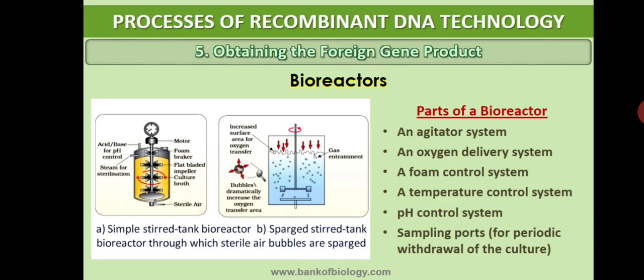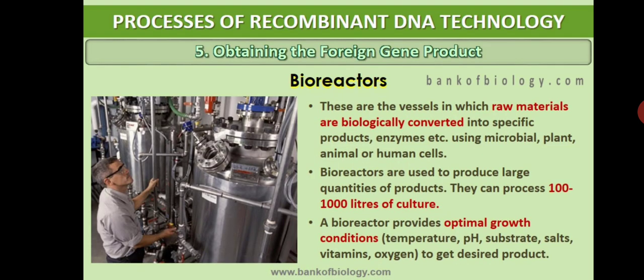For what purpose is the bioreactor required? In the bioreactor it is possible to culture the transformed bacterial cell, and these transformed bacterial cells can undergo repeated multiplication. By that it is possible to get the desired copies, and these desired copies are capable of producing the desired product on a large scale. Getting my point? This is the bioreactor structure.